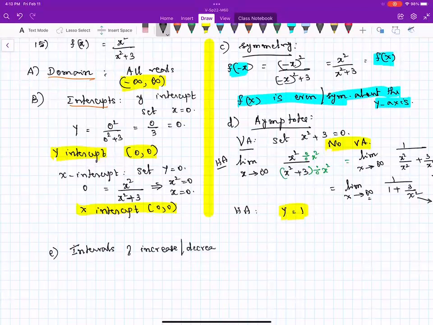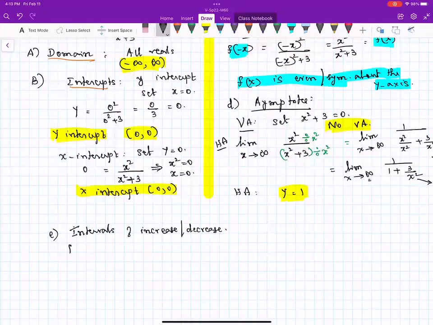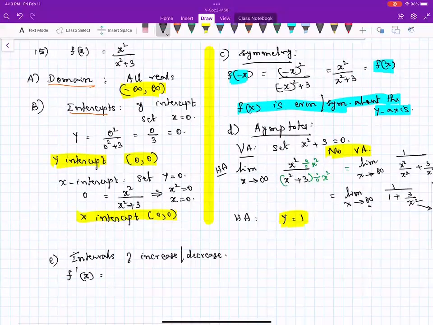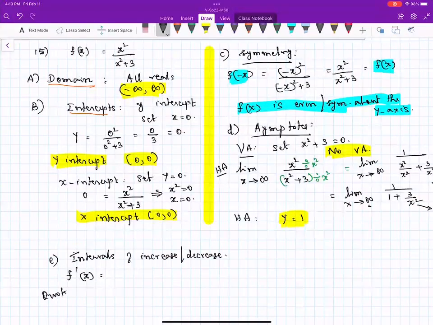Intervals of increase or decrease. So for that, we have to find out the derivative. So f of x is in the form of a quotient. So we have to apply the quotient rule to find out the derivative.